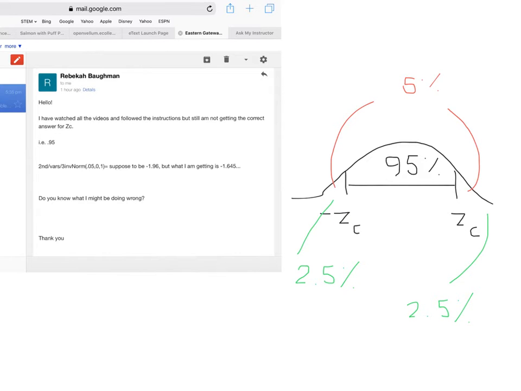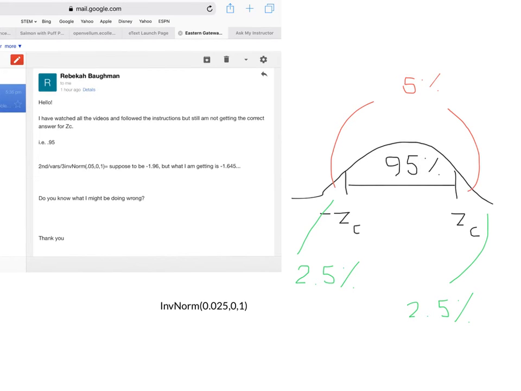So if you want to find the lower critical value, you can use your inverse norm command, but it will be for an area of 0.025, not 0.05. With a mean of 0 and a standard deviation of 1, which represents the mean and standard deviation of what's called the standard normal distribution.